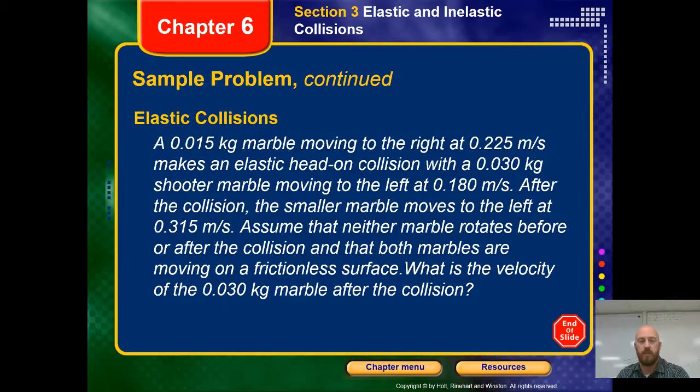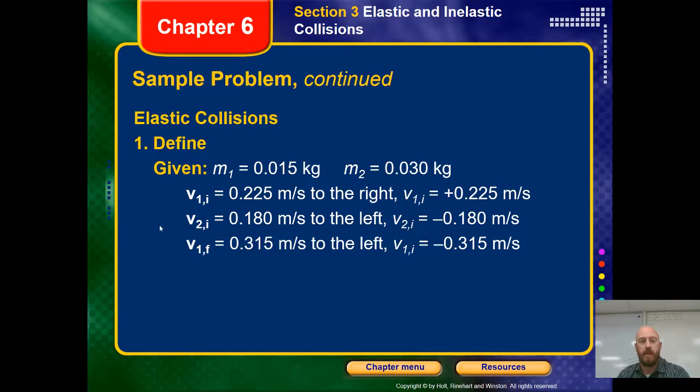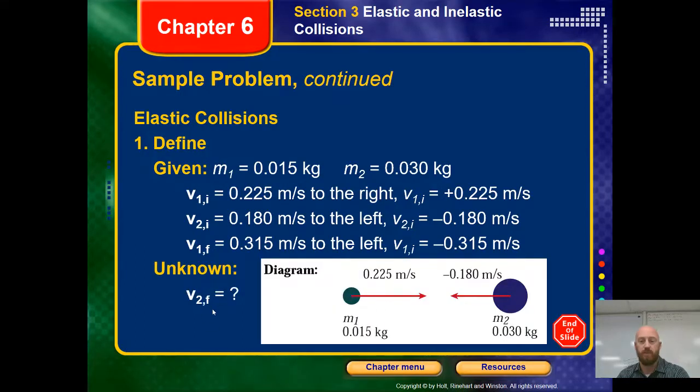All right, let's get going. Your variables should look like this. Mass of the first ball, mass of the second ball. Velocity initially is going to the right of the first ball. Velocity of the second ball is going to the left, so it's a negative. Final velocity of the first ball is to the left, so negative. So we've got everything except for velocity two final. Velocity two final is what we're looking for.